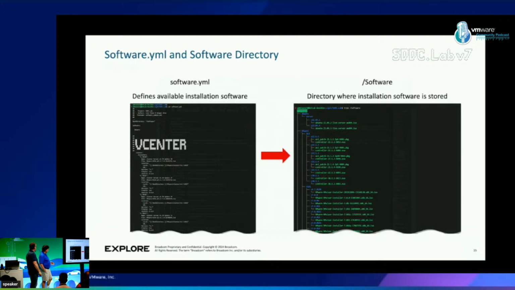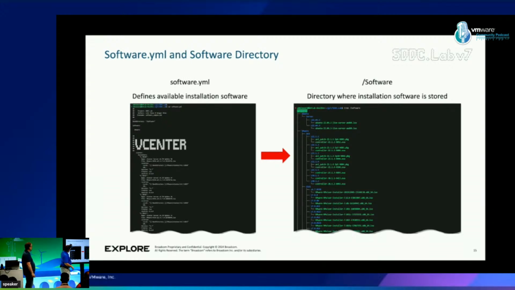So here's an example of the software.yaml file. I know it's a little small, but we have all the different software versions like vCenter and then the version numbers, and then below it is information about that piece of software, including the file name and a path to the directory where the software library is held. So when a new version comes out, you download it, you can add it to the software library, and then at that point it's available for you to use in the lab.